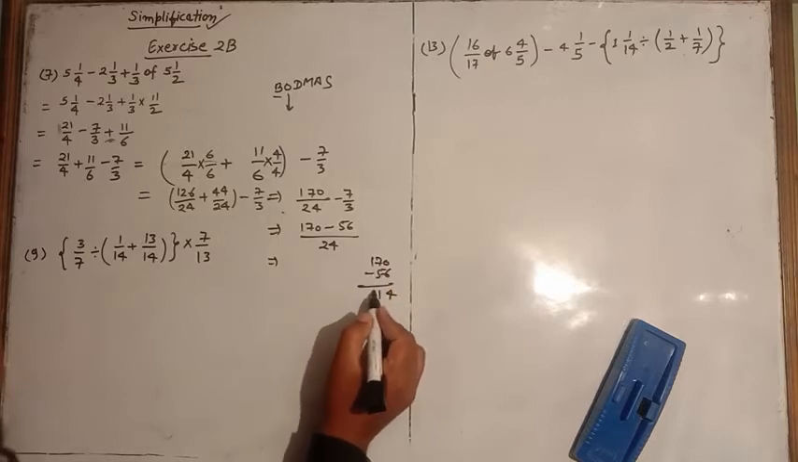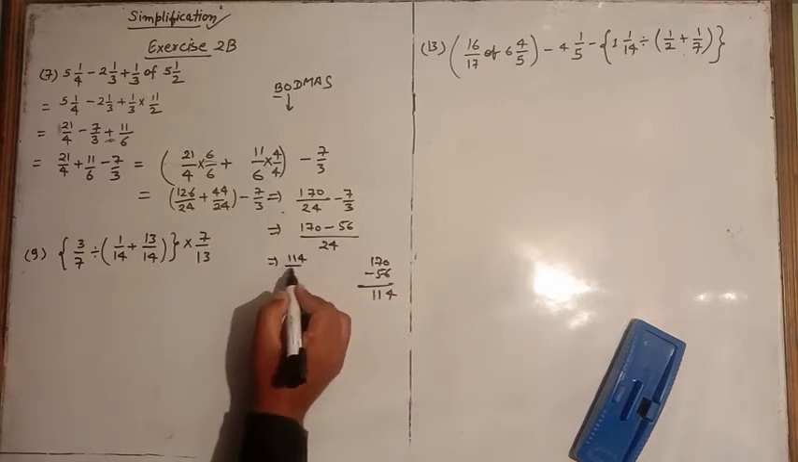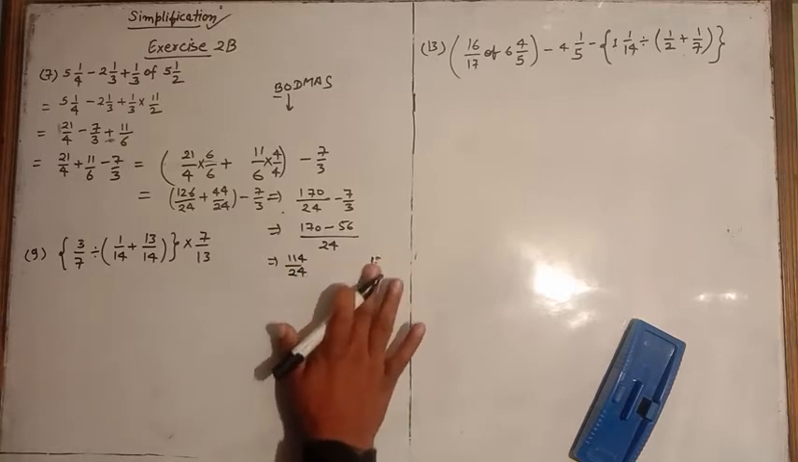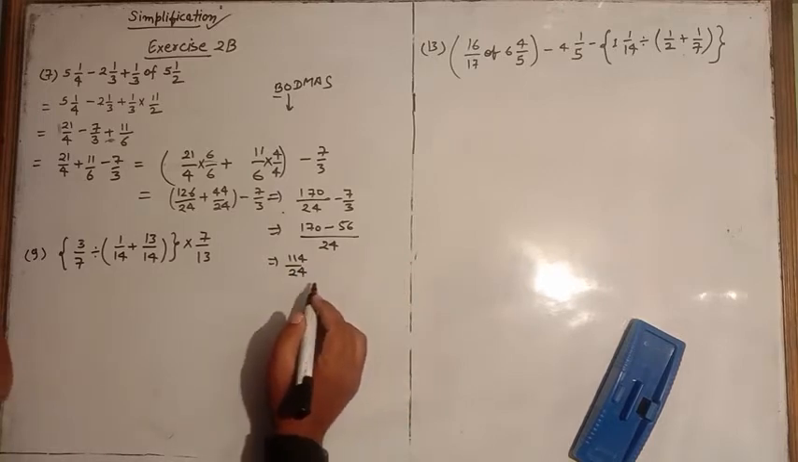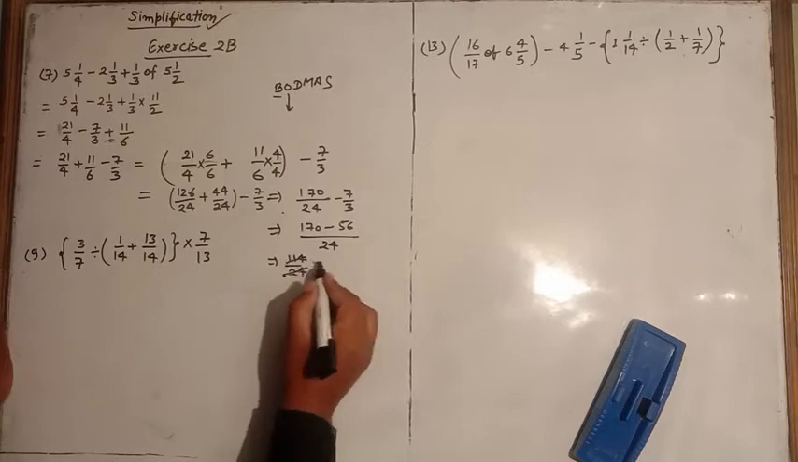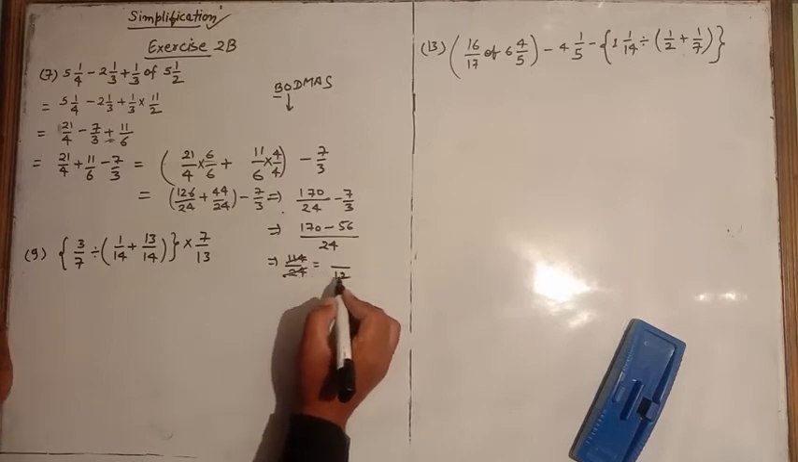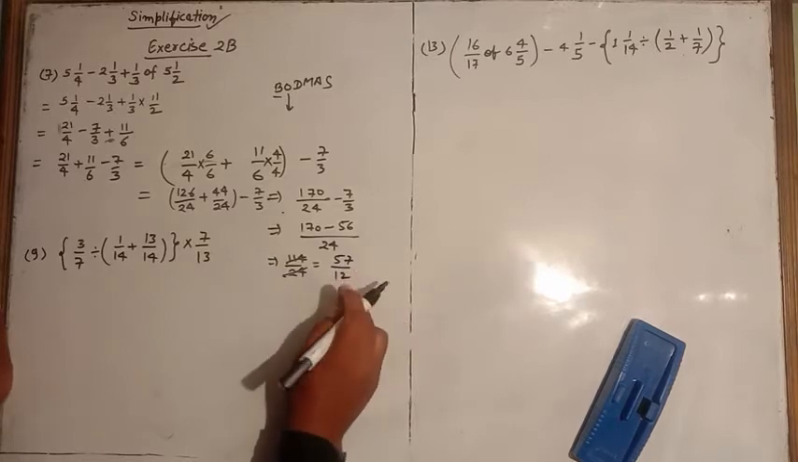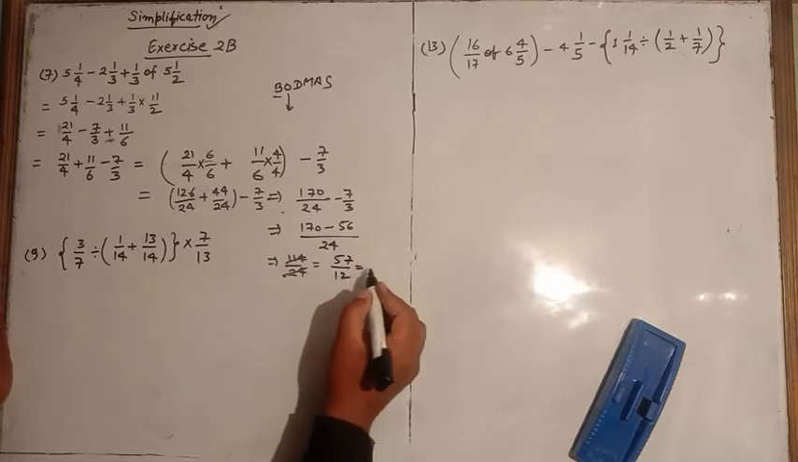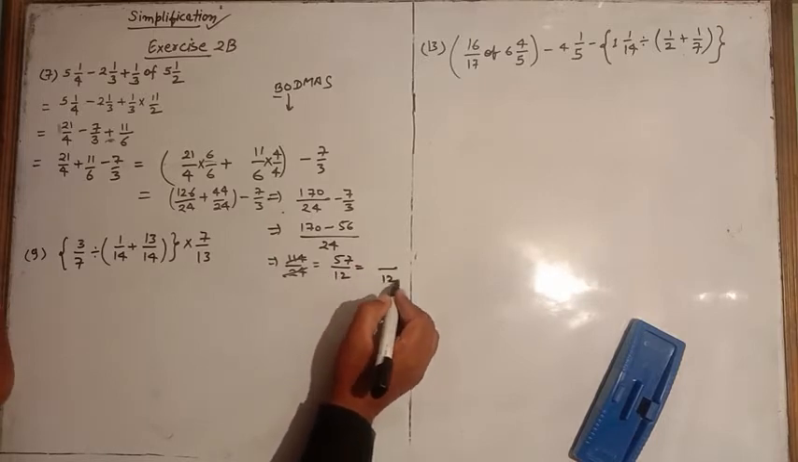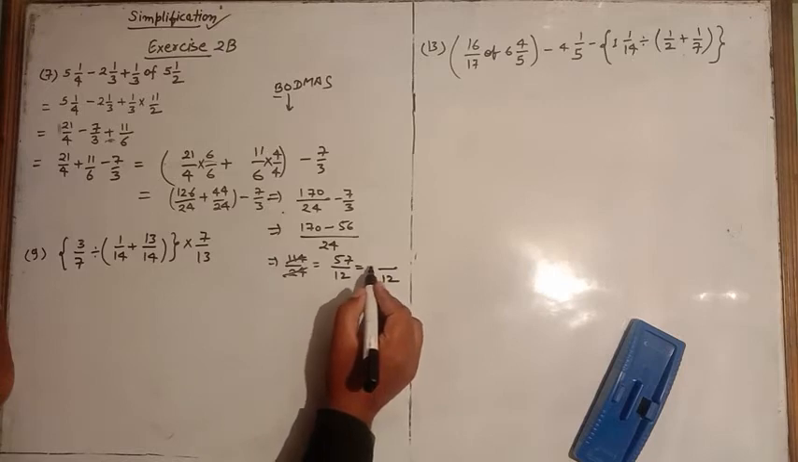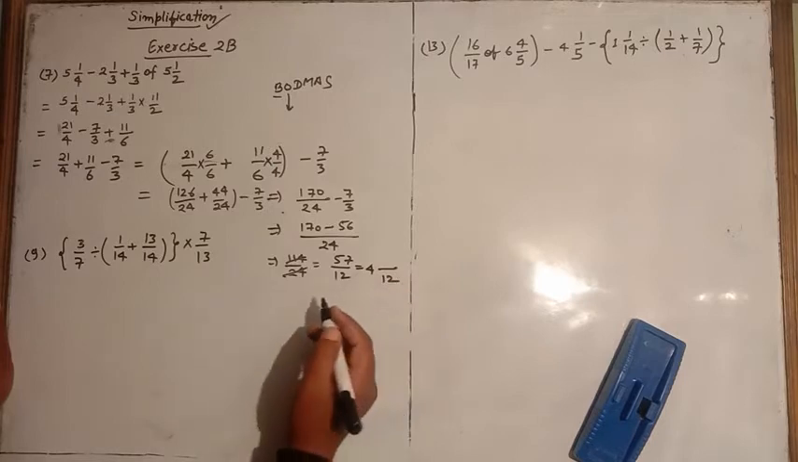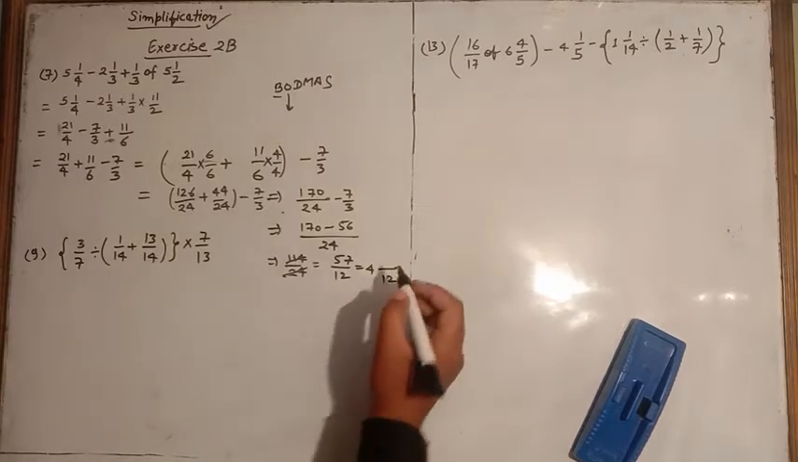Now 114 upon 24, or we can reduce it into the smaller form, so it will be divisible by 2. So 2 ones are 2, 2 twos are 4, 5 twos are 10, it will become 57 over 12. Now this will be the smallest form, or we can write it in mixed fraction also. It will be equal to 48 plus 10, it will be 58, so 9 we will write here.